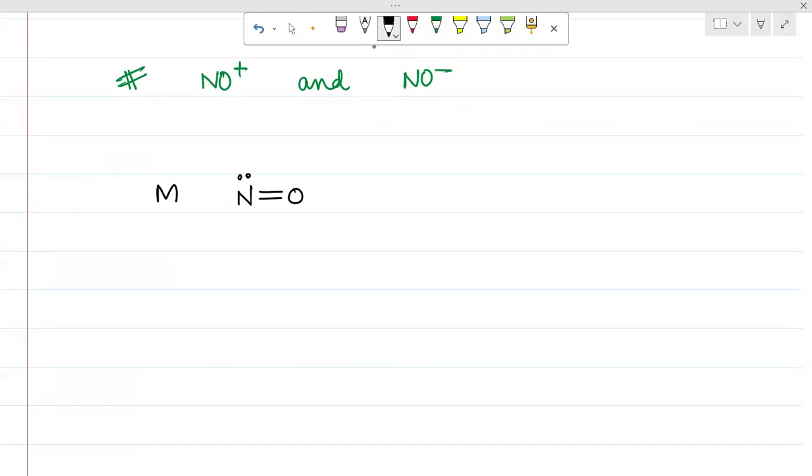You have one lone pair of electrons. You have one electron over here. So 1, 2, 3, 4, 5, 6, 7. This is how it is. Correct? Nitrogen has 3 valence electrons. This is how it looks. And oxygen has 4 electrons like this. This is how you draw the diagram of NO.